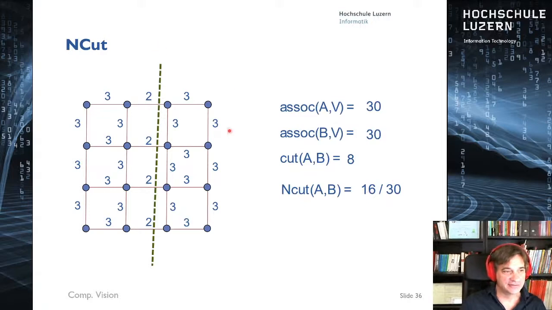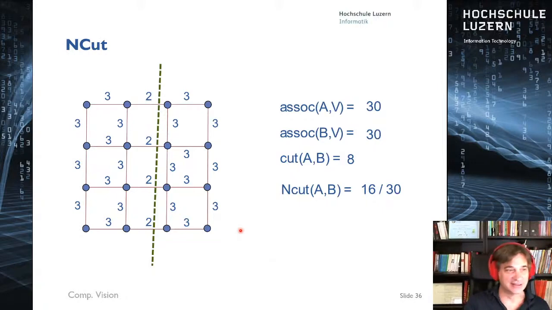And now if you would calculate the same for a corner here, then this time for the corner you will not get a better value, mainly because the association inside the corner is not so great here. So actually in that case the normalized cut algorithm would find this optimal cut between A and B here.